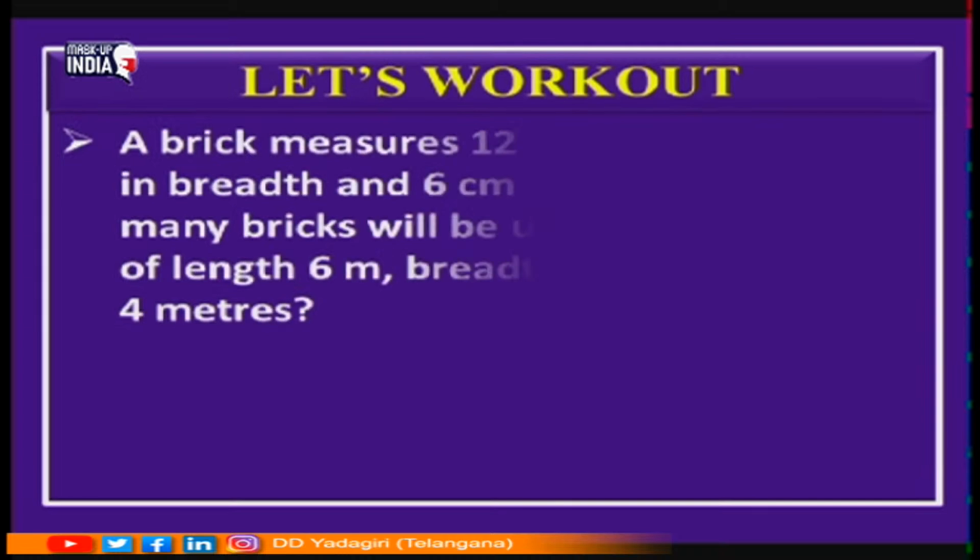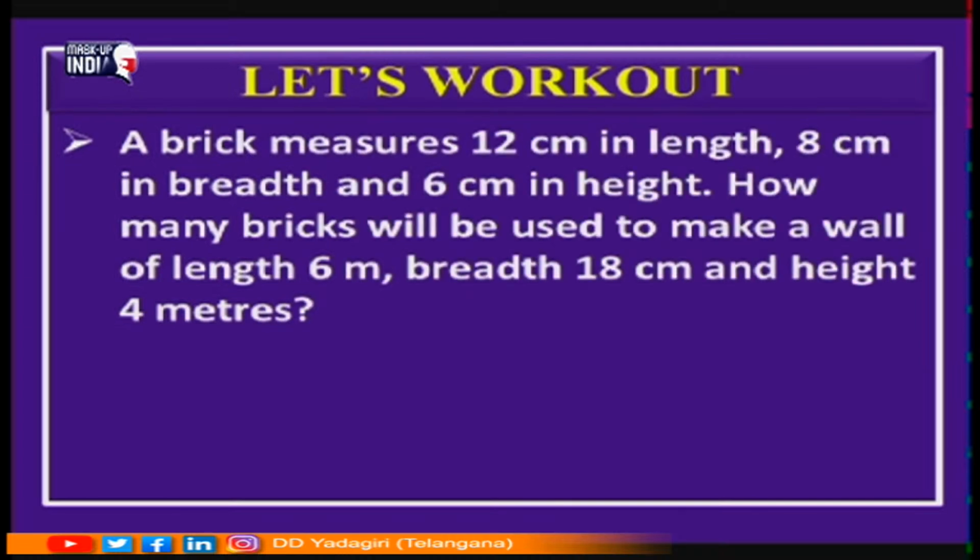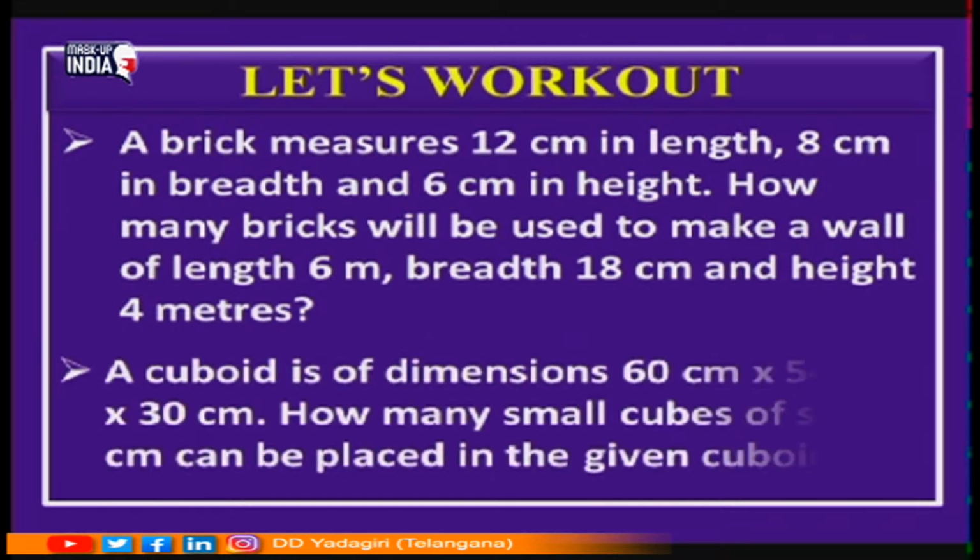The second problem is, if the volume of a cube is 17.28 cubic centimeters, then what is the surface area of the cube? Third problem is, a brick measures 12 centimeters in length, 8 centimeters in breadth and 6 centimeters in height. How many bricks will be used to make a wall of length 6 meters, breadth 8 centimeters and height 4 meters? And the final problem is, a cuboid is of dimensions 60 centimeters by 54 centimeters by 30 centimeters. How many small cubes of side 6 centimeters can be placed in the given cuboid?